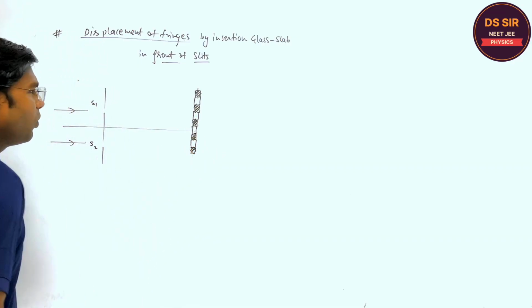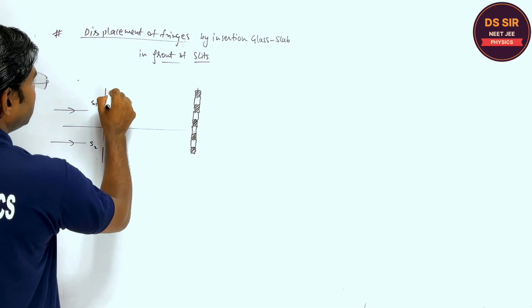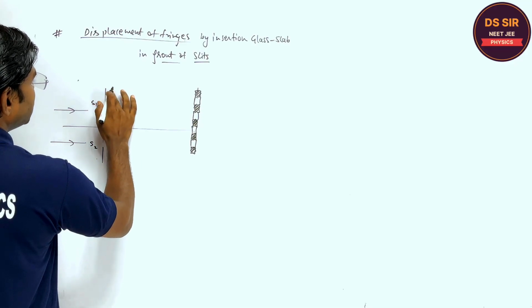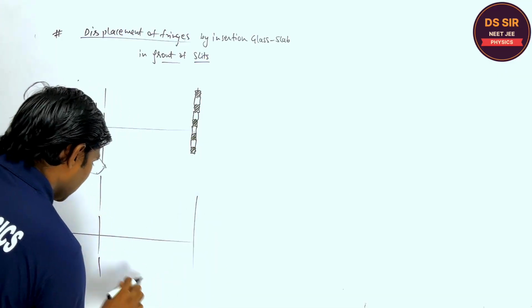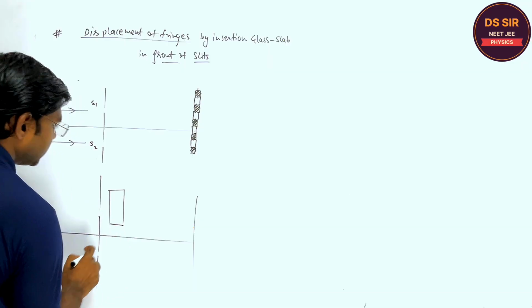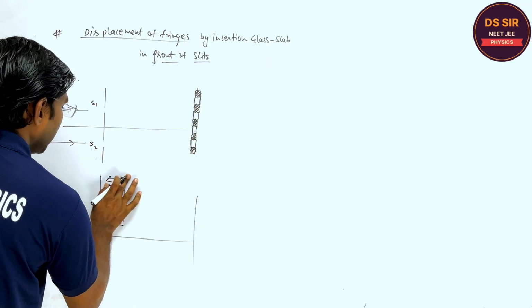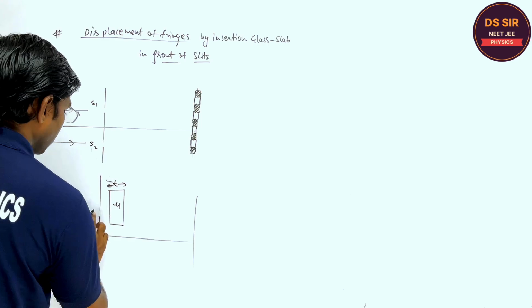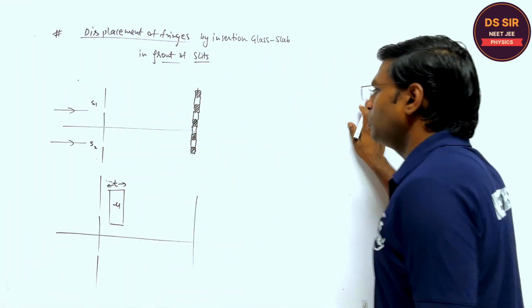But what happens if we insert a glass slab in front of one of the slits? Suppose the thickness of the glass slab is t, and the refractive index is mu. Are you getting or not? I'm giving you the concept.